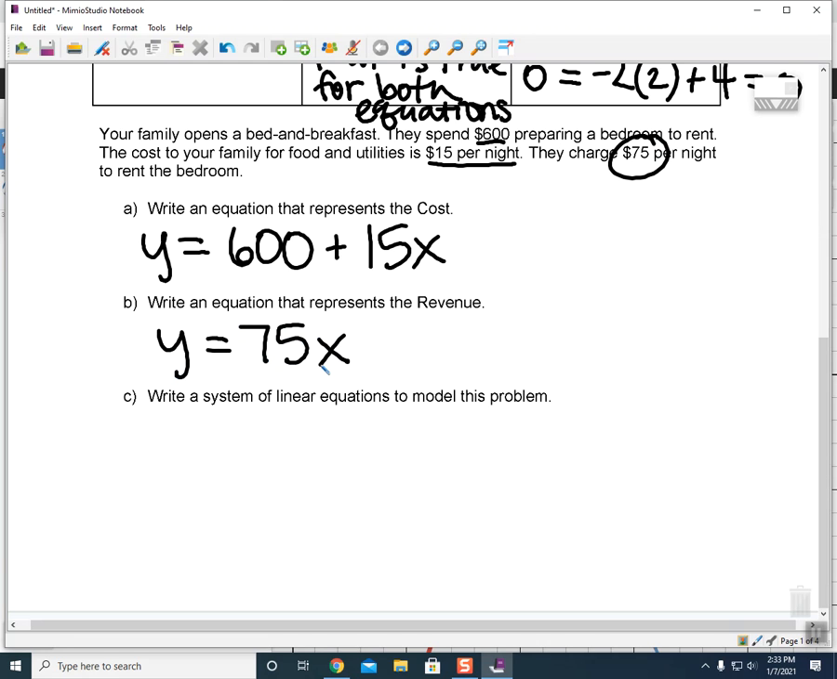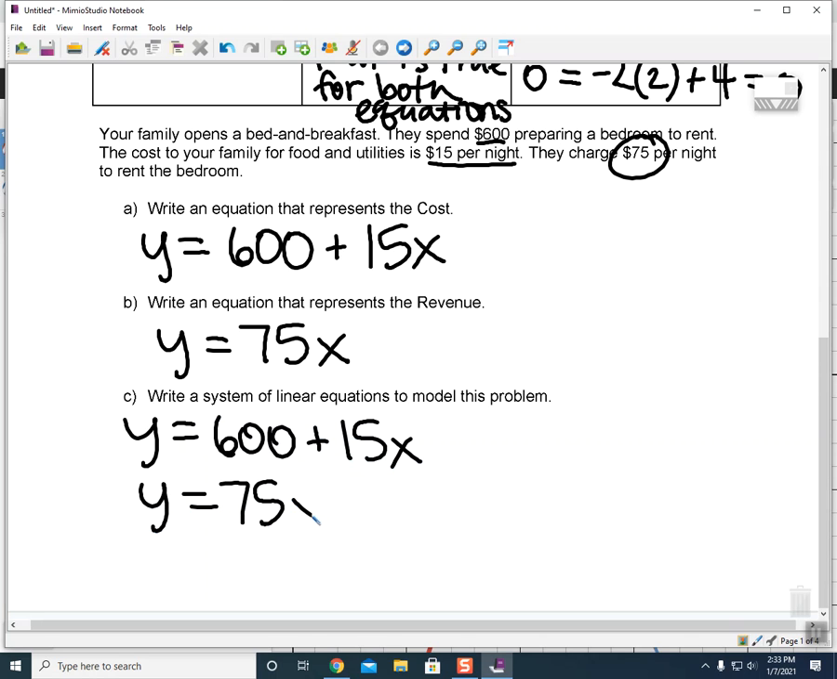Part C tells me that I want to write a system of linear equations to model this problem. This maybe seems like a complicated situation, but it is not. All this is asking me to do is list the two equations that I'm working with. So my system of equations is just y equals 600 plus 15x, and y equals 75x. That's all it's asking me for.